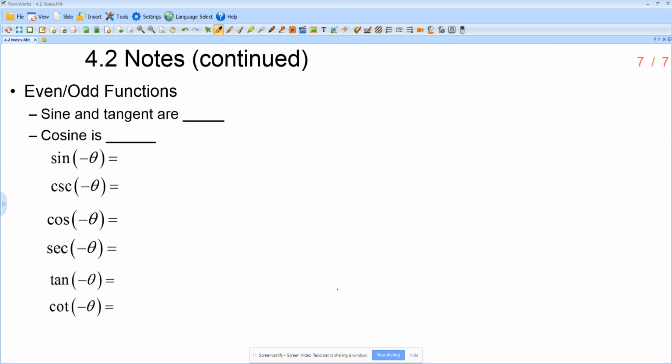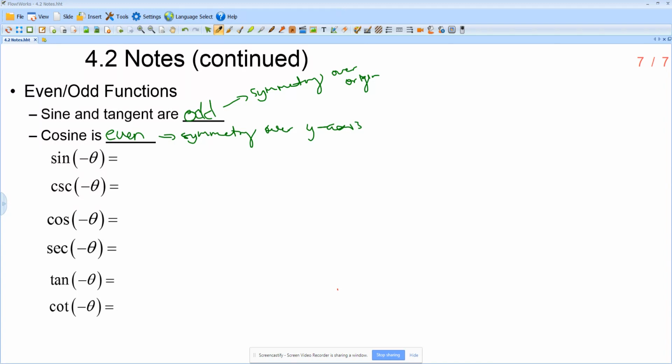And then last, what we're going to talk about is just even and odd functions. So when we talk about even and odd functions, sine and tangent are considered odd and cosine is considered even. Talking about the fact that something is odd means that you have symmetry over the origin. Something that's even is symmetry over the y-axis. And we talked about even and odd functions earlier in the year, probably like chapter 1. But now we're just coming back to this.